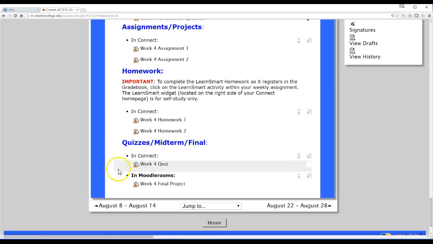Also remember that we have the Moodle Room problem down here, which is in the final project area in week 4. We have also had Moodle Room problems in every week, so if you have not picked up the Moodle Room problem, a problem that's going to be done in Moodle Rooms and not in Connect, then make sure to pick up the Moodle Rooms problem here.